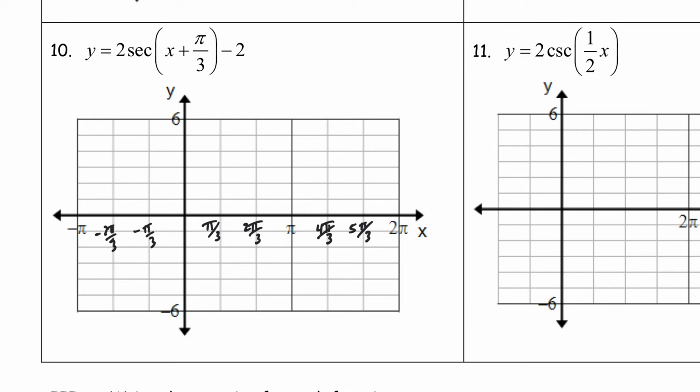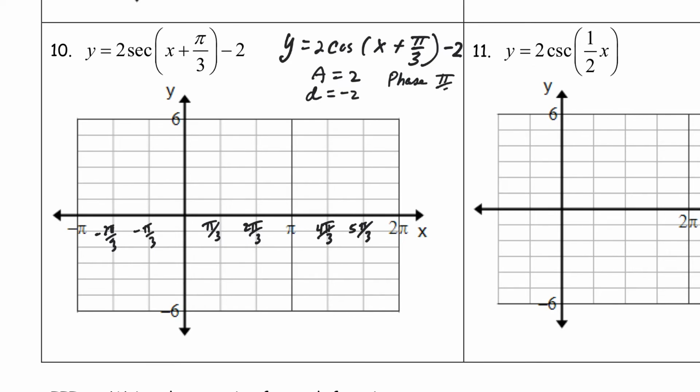For number 10, we're going to have to graph y equals 2 cosine (x plus pi over 3) minus 2. So we know that the amplitude is going to be 2, we know that the new midline is -2, and we know that the phase shift is going to shift to the left pi/3.